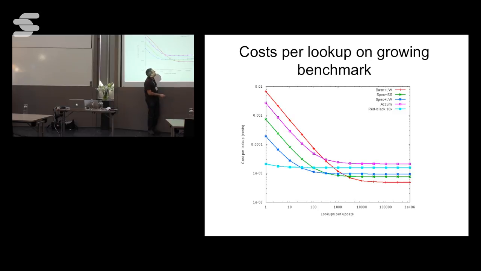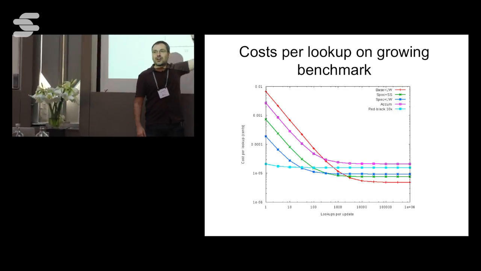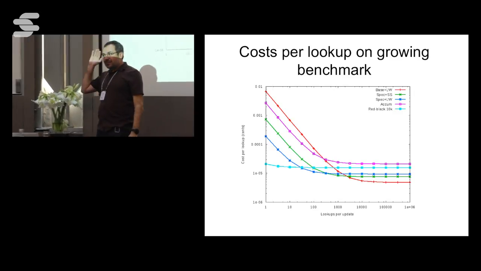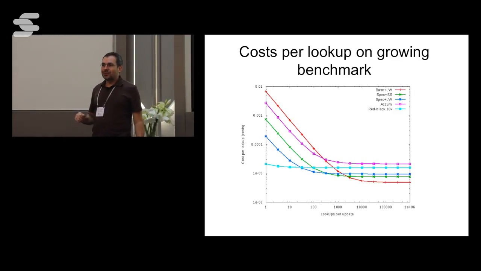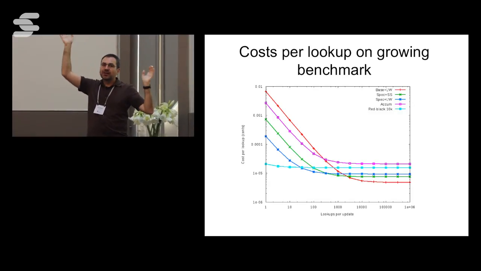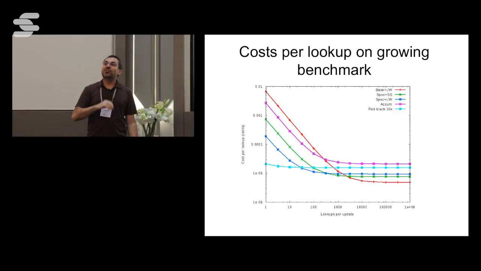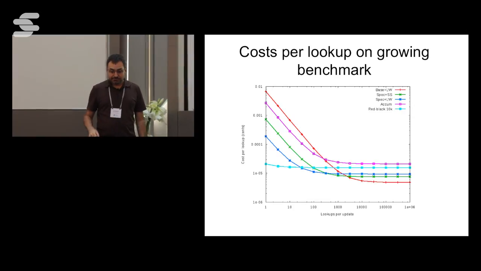And I briefly mentioned these RSA accumulators. That's this purple line. It never wins. The cost of doing RSA never ever wins. You could do these RSA exponentiations and they multiply together and they can tell you set membership or absence. It's so expensive that it's not worth it, ever. That was kind of neat.